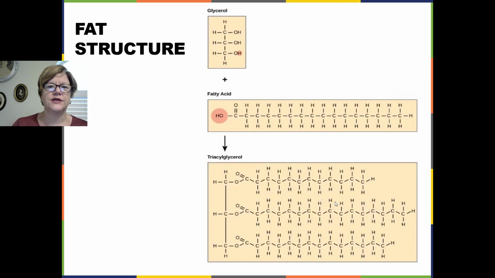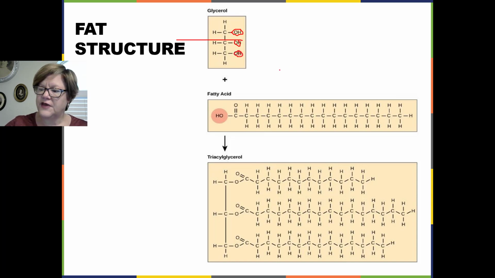Okay, so here's where we look at the components. You want to get used to looking at how they look in the molecular structures. So the glycerol is a 3-carbon molecule, and it has 3 hydroxyl groups. So you can see 3 carbons, and then here are the 3 hydroxyl groups. And then everything else is just hydrogen.